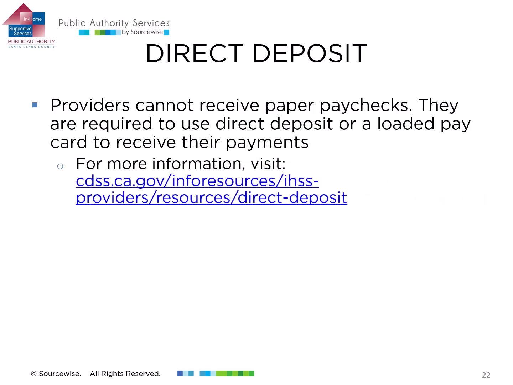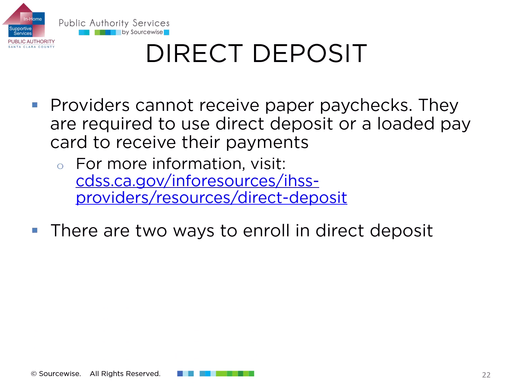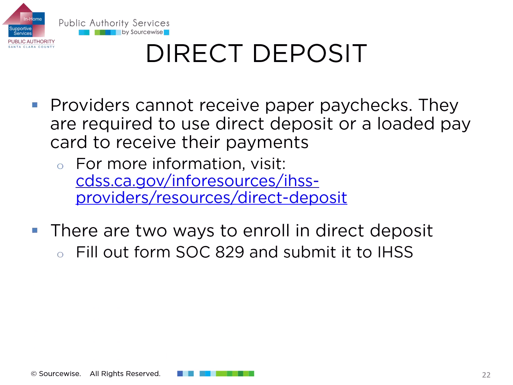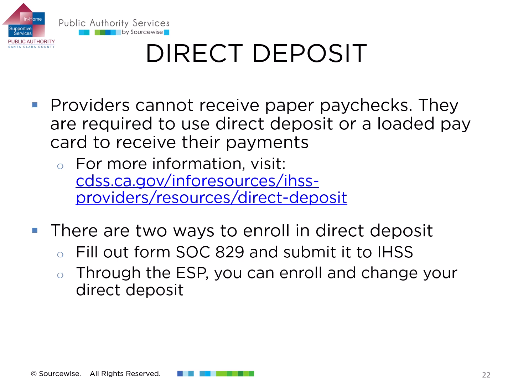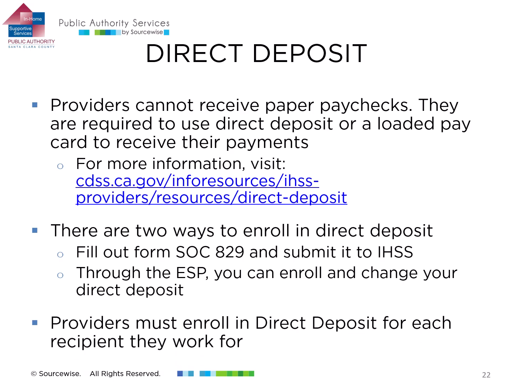More information on direct deposit can be found on the California Department of Social Services IHSS webpage with other provider resource information. There are 2 ways to enroll in direct deposit. Providers can use the SOC 829 paper form and submit it to their local IHSS office, or they can easily enroll or make changes through the ESP. It is important to know that providers must enroll for direct deposit for each recipient that they work for.